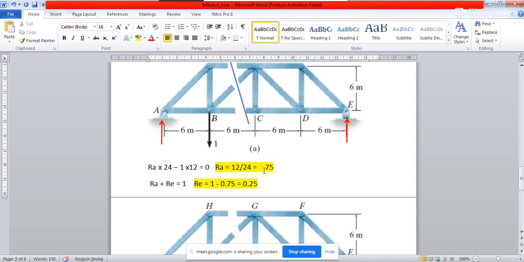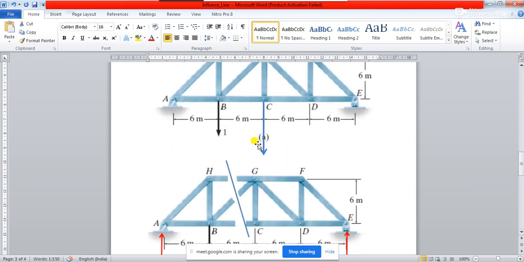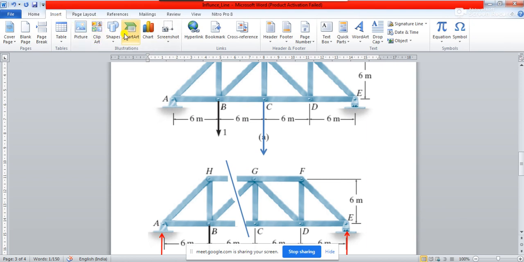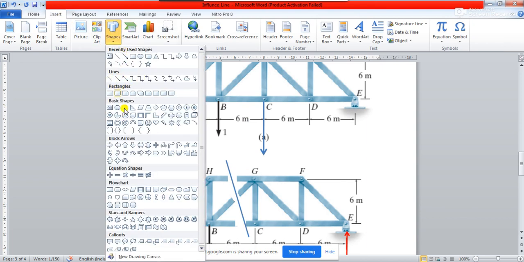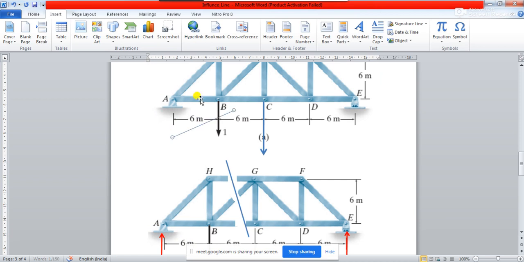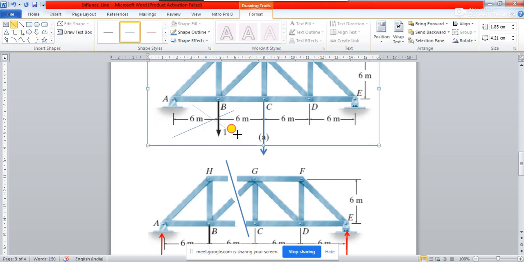So RA is equal to 12 by 24. This reaction will become 0.5, because 12 by 24 is half. And RA plus RE is obviously going to be 1, correct? Don't think this load is there, I cannot remove it because it is pasted in a Word document. Please understand, this load is not there. This load has actually moved to C. Now the location of the load is at C.